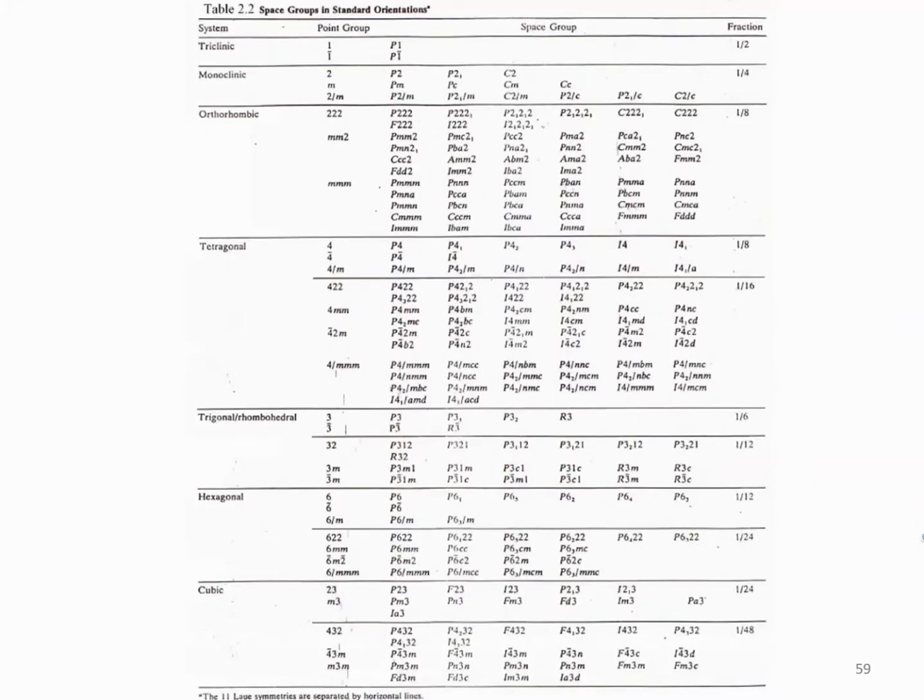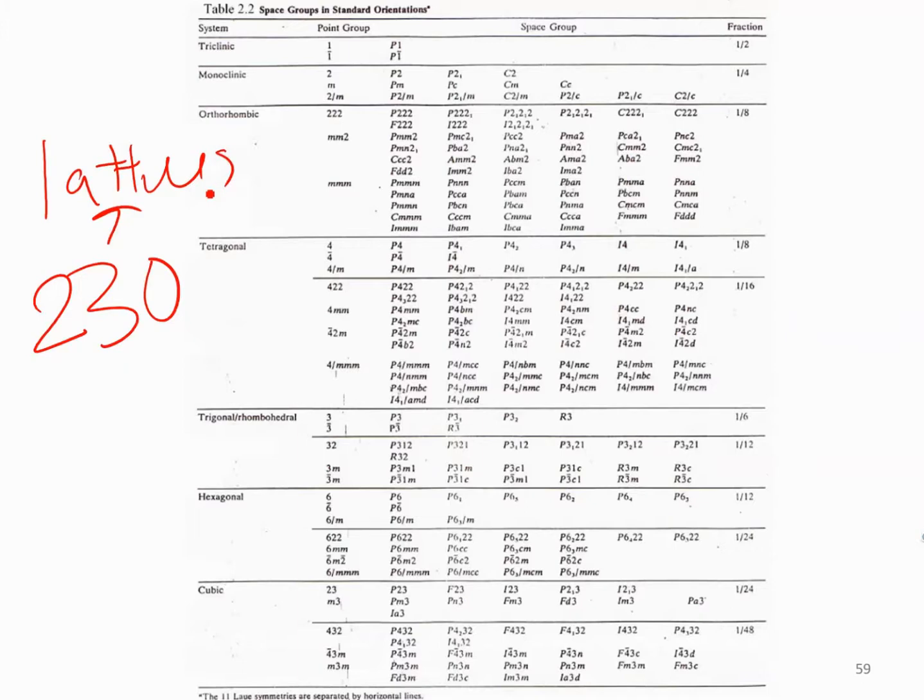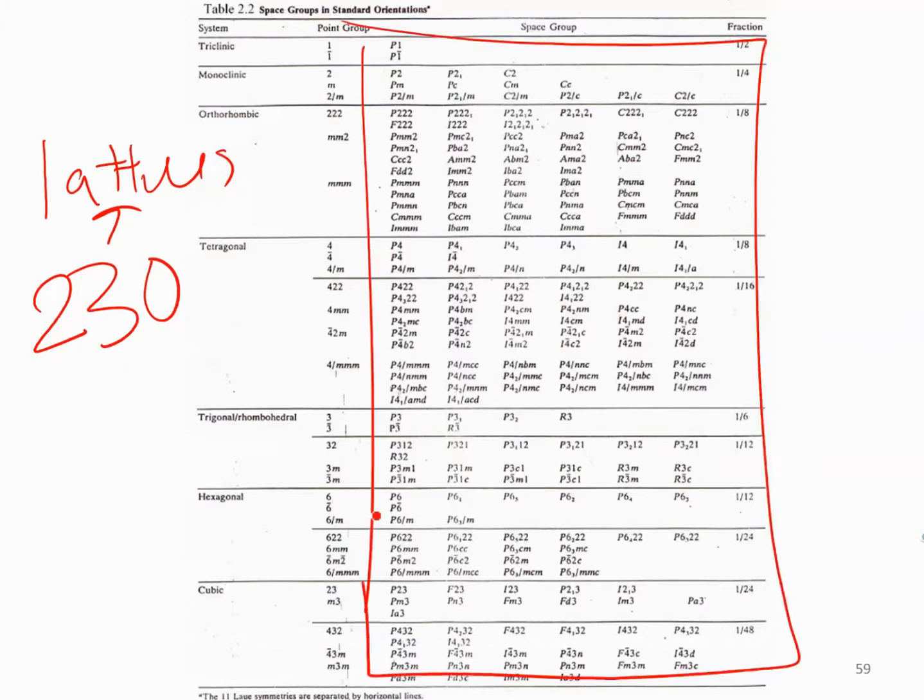Okay, you don't have to memorize this table. This table shows you 230 space groups. Remember just now I mentioned that for the lattice, there are only 230 types of the lattices. Okay, so these are the 230 types of the lattices.